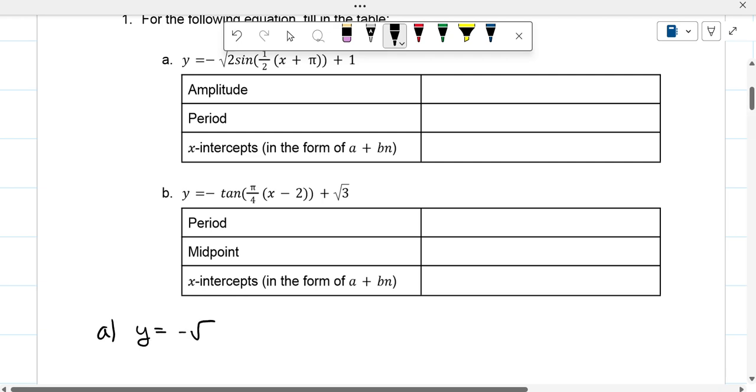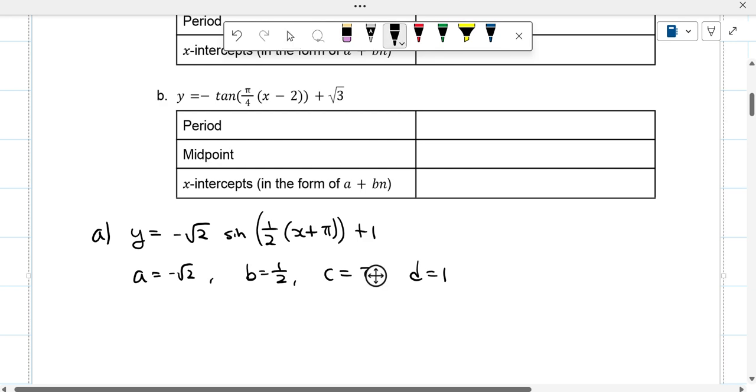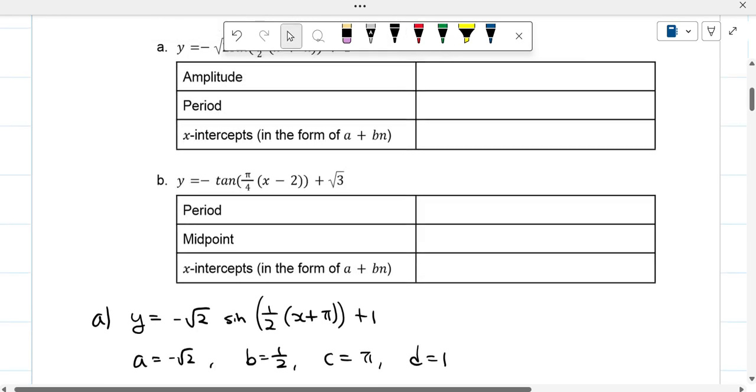y is equal to negative square root 2 sine of 1 over 2 times x plus pi, plus 1. So I know that my a value is negative square root 2, b value is 1 over 2, c value is pi, and lastly d value is equal to 1. First, a is negative square root 2, so I know that my amplitude is the absolute value of a, which means that it's going to be square root 2.